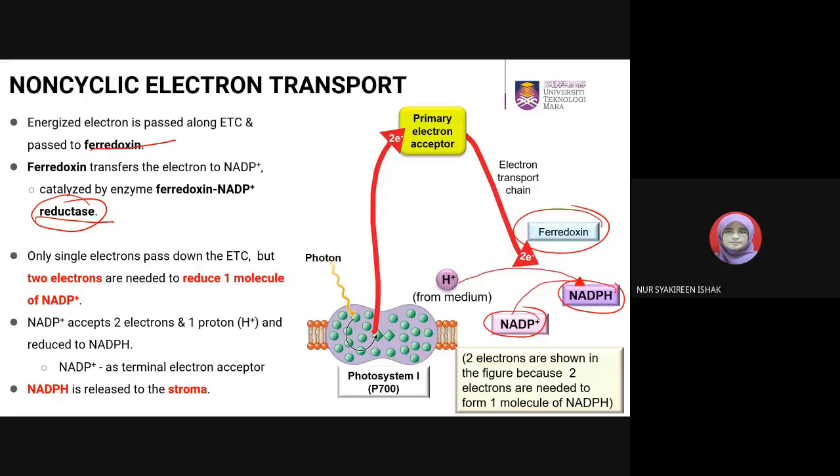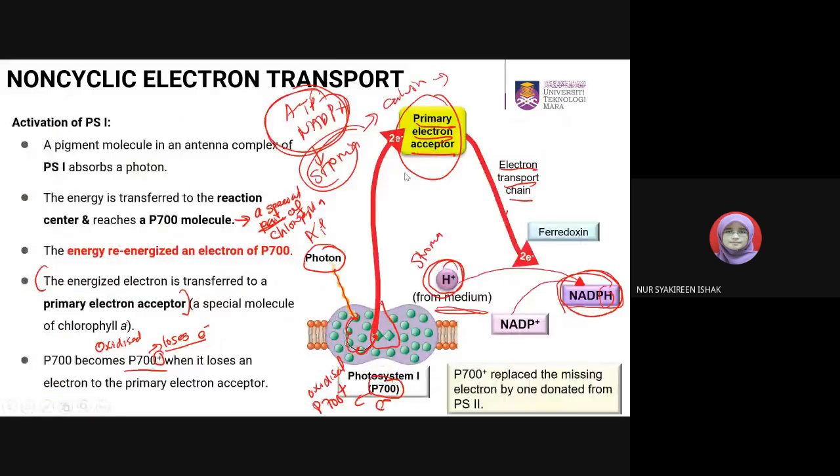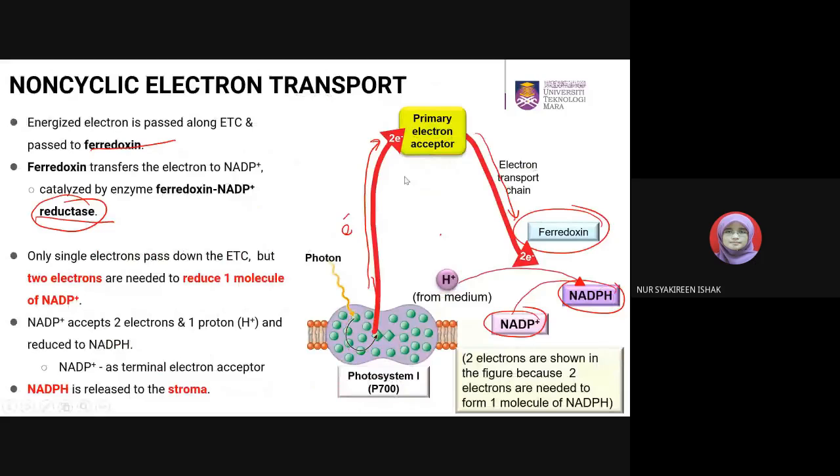of NADPH. The transfer of electron kan along ETC ni, dia akan transfer 1 electron at a time. Okay, 1 electron at a time, tapi dia perlukan sebenarnya 2 electrons. Sebab tu kat gambar ni dia just summarizekan sebagai 2 electron kan. Tapi sebenarnya dia akan travel 1 electron at a time. Okay, 1 electron at a time until it is received by NADP plus. Kenapa dia perlukan 2 electron?